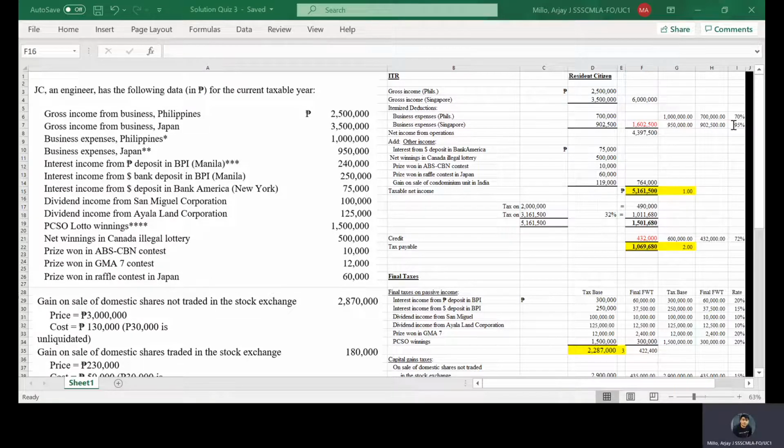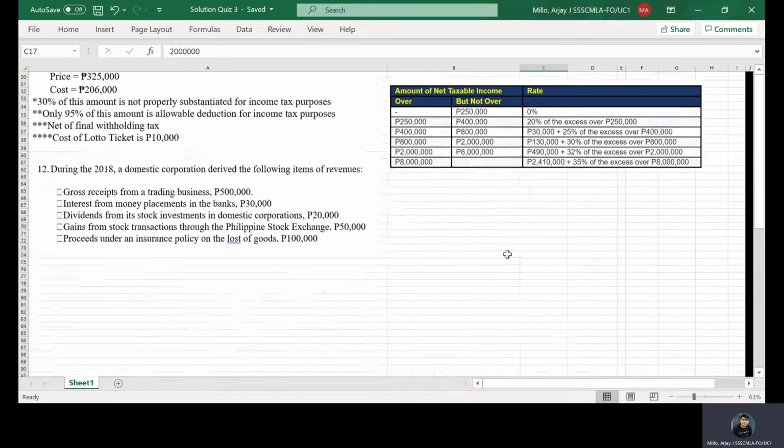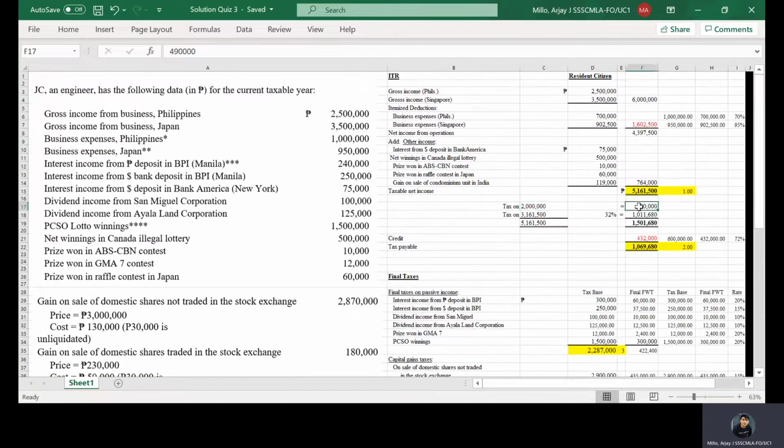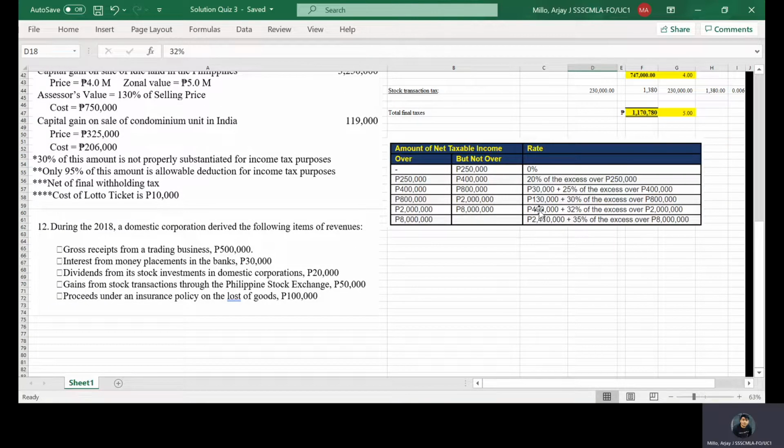Question number two: if resident citizen and if CWT of 600,000, of which 28% is not supported by CWT forms, were withheld from his gross income in the Philippines, what would be his tax payable reflected in the ITR? So kung meron siyang 5,161,500 na taxable income, we need to get that income tax due niya. So from the initial 2 million, doon siya magpo-fall sa bracket from the 2 million to 8 million bracket. So that's 490,000 for the initial 2 million, and then the excess of 2 million will be multiplied sa 32% since doon siya magpo-fall na bracket.